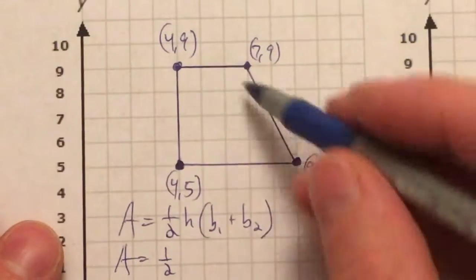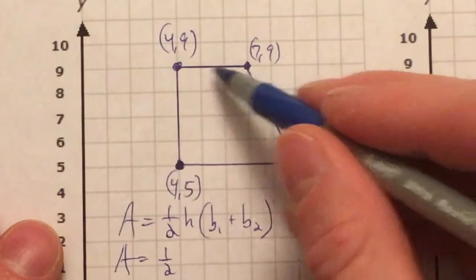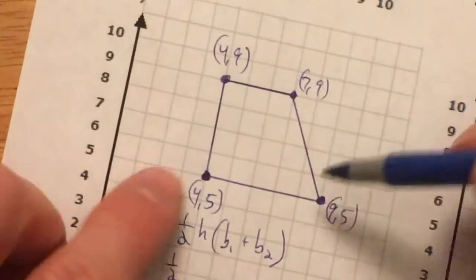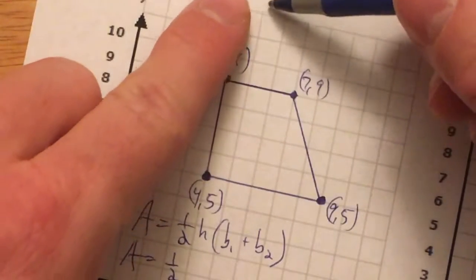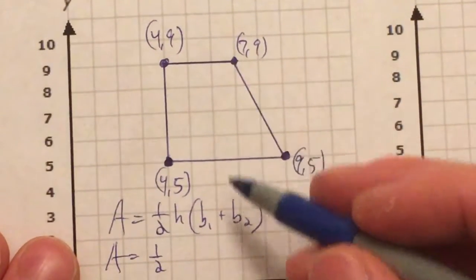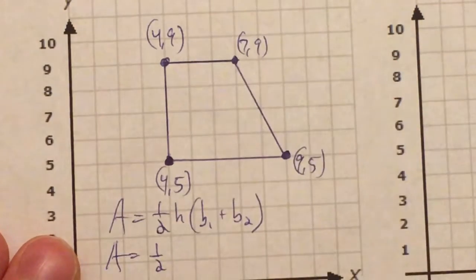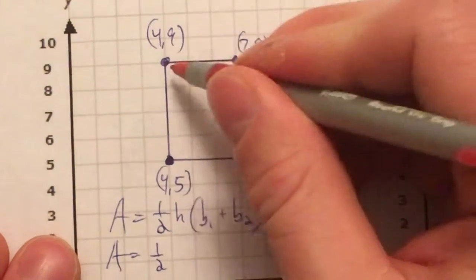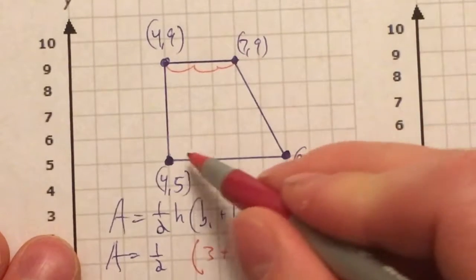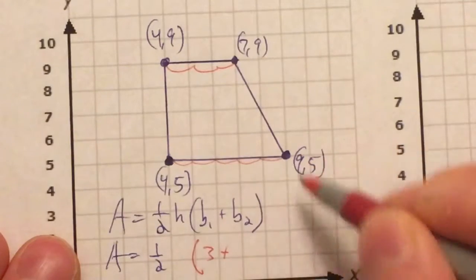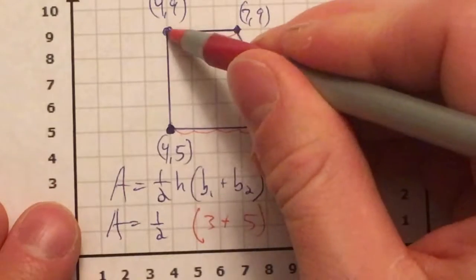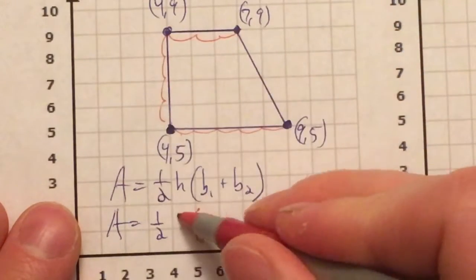Now, base 1 and base 2 are the 2 sides that are parallel to each other. You'll notice, right? They would go on and on and on forever without touching, whereas these 2 sides aren't parallel because if you followed them, they would eventually cross. But the top and bottom will never cross, and so they're parallel, and so that's base 1. Let's get a different color. That would be 1, 2, 3 jumps. And this would be 1, 2, 3, 4, 5 jumps. So 3 plus 5. Okay, now the height is the distance between those 2 bases. 1, 2, 3, 4. So, okay.